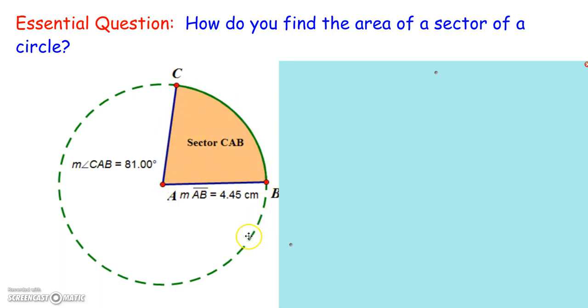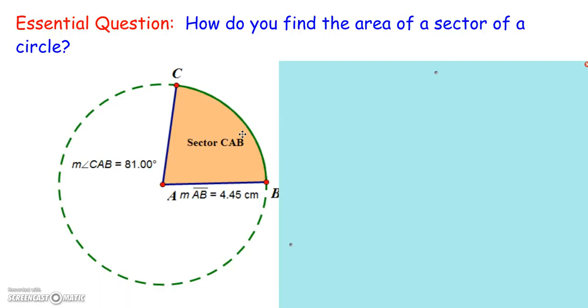Okay, so here we see an example of a sector. We name a sector by the central angle that forms the sector. So this would be called sector CAB. Okay, and in this relationship here we have the measure of angle CAB, which is 81 degrees, and we also have the length of the radius. And with that, we should be able to determine the area of the sector. Okay, and again, you may understand that. I'm just going to assume that you don't, and then also various forms of this relationship.